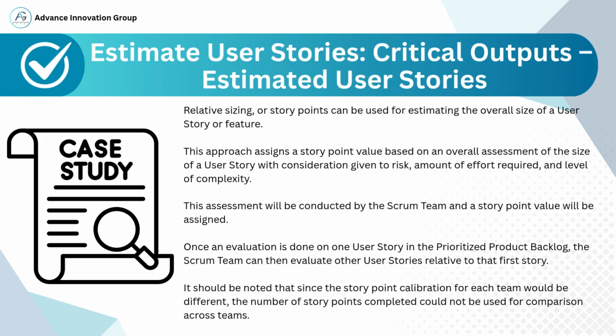Therefore, you cannot compare velocity, i.e., story points completed, across different teams. The output of this process is an updated prioritized product backlog, where each story is not only ranked, but also estimated, helping with planning, forecasting, and setting team expectations.